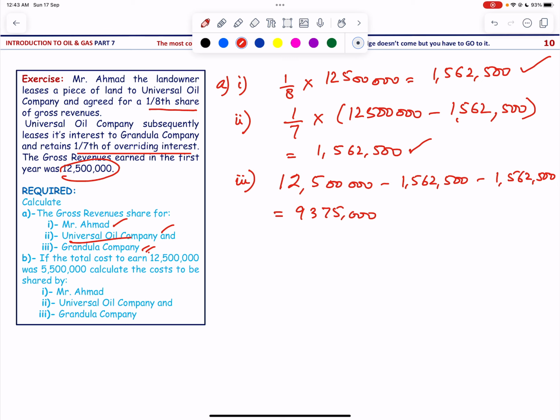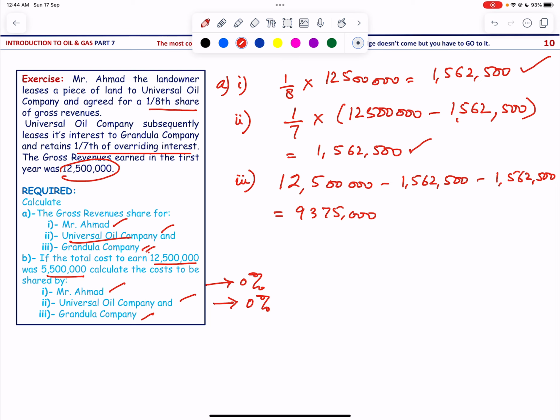Now, if the total cost to earn 12,500,000 was 5,500,000, calculate the cost to be shared by Ahmed, Universal Oil Company, and Grandula Company. Now, Ahmed is not going to share any cost, and that will be 0%, as they are the lessors. Universal Oil Company will also not share anything as far as the cost is concerned, because they have transferred the lease to Grandula and they have retained 1/7 of overriding interest.